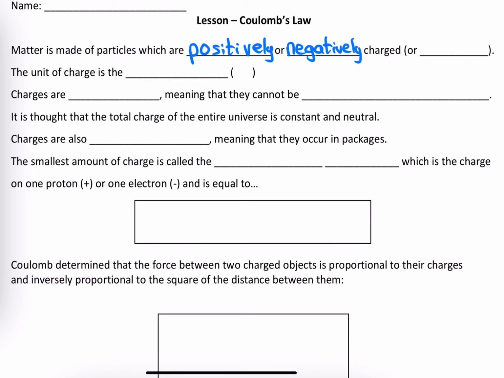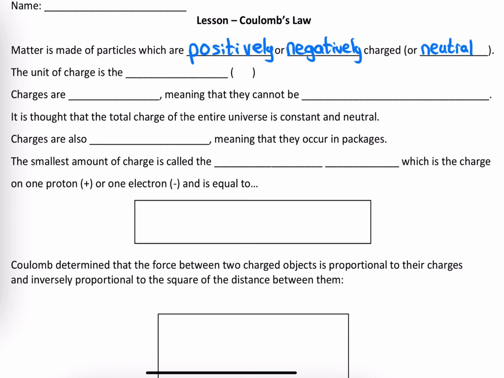Now, positively charged would be a proton, negatively charged would be an electron, and we should point out there is a third option here. They could also be neutral, meaning no charge, and that would be our neutron.